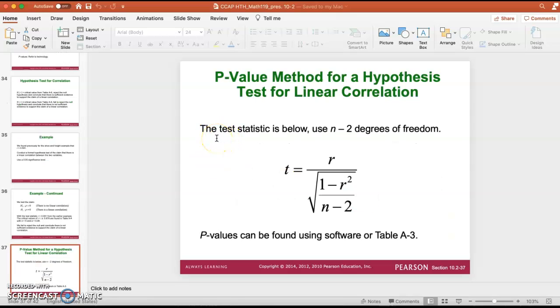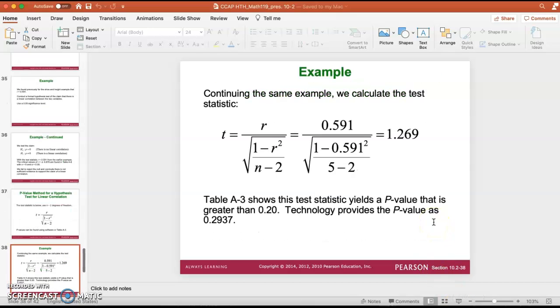Now, how you can find the test statistic to eventually get a p-value is using this formula here, where instead of n-1 for degrees of freedom, this time it would be n-2 for degrees of freedom. And this method I would not suggest as much, but I'll just run through it real quick for you. So you just plug in the correlation coefficient and the sample size, all into this formula. And then you can find or estimate p-values based on table A-3, which is the t-table, actually. So when we plug all this in, we'll get a test statistic of 1.269.